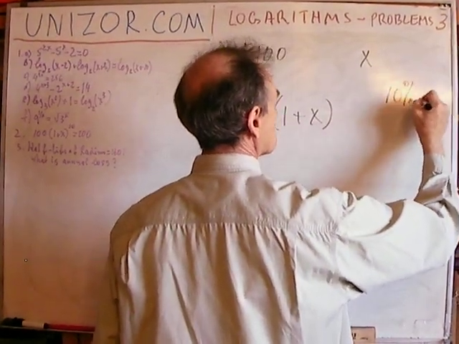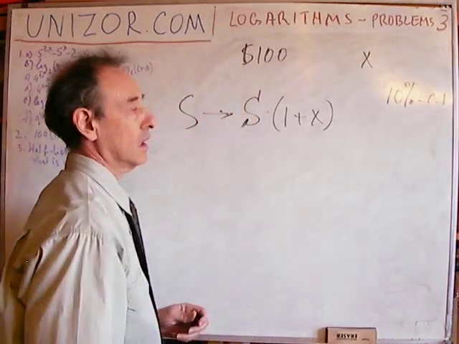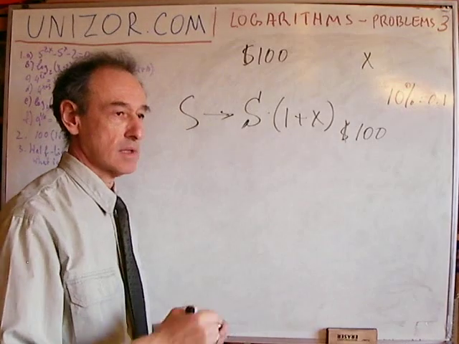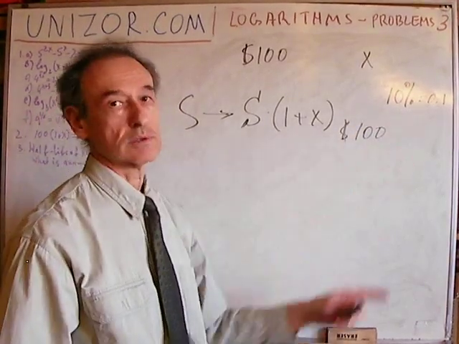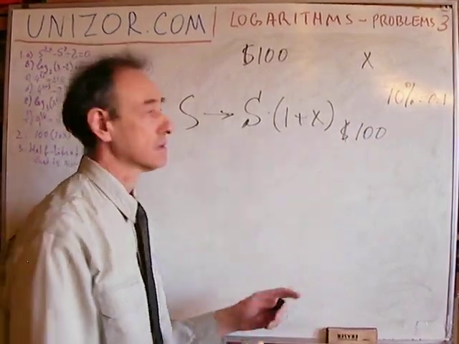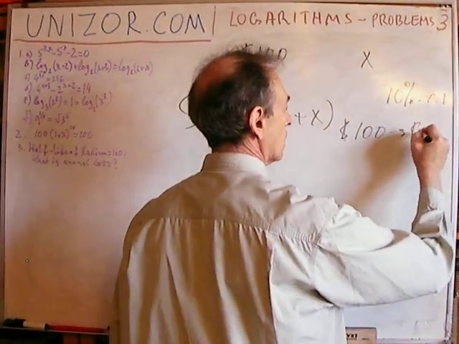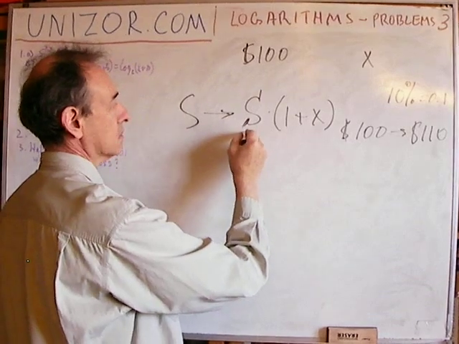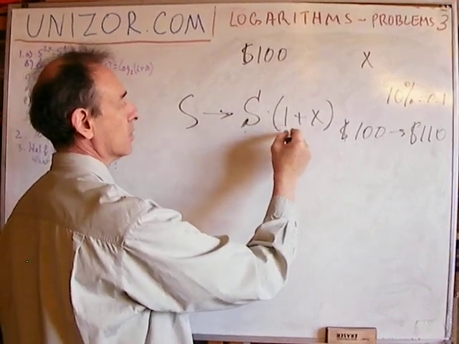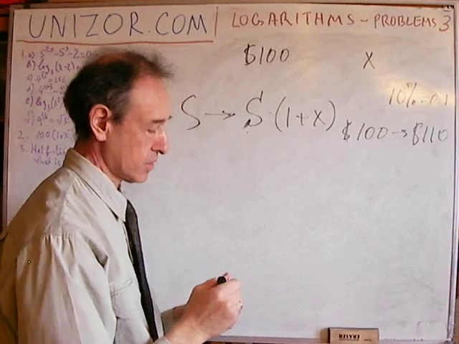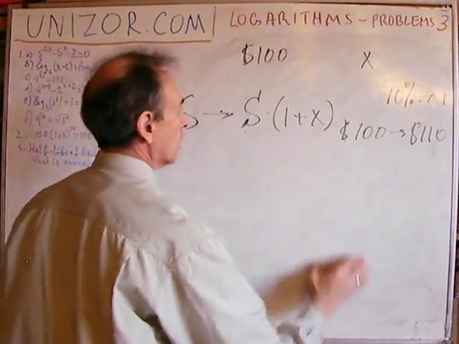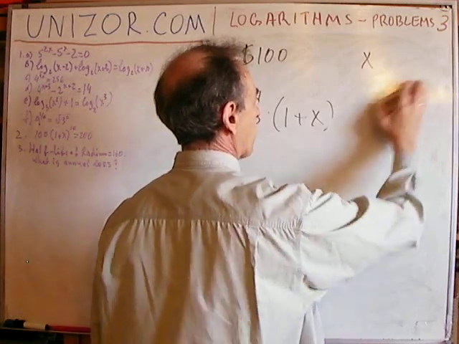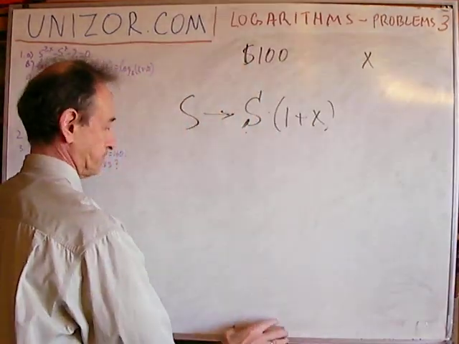10% interest, which is 0.1. And if you had $100 at the beginning of the year, then at the end it should add 10%, which is 1/10 of this, which is another $10. So it would be exactly $100 times 1.1. Right? That's what it is. So every year your capital is multiplied by 1 plus x.